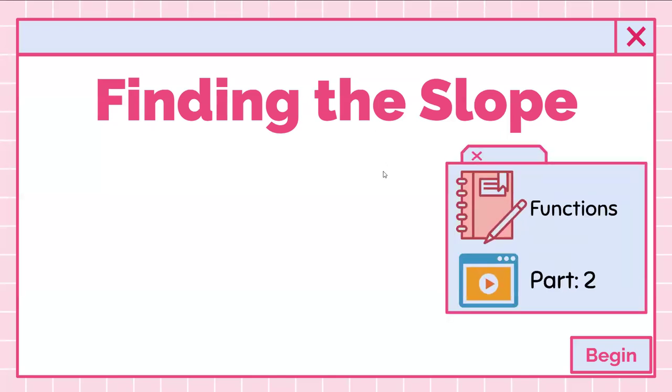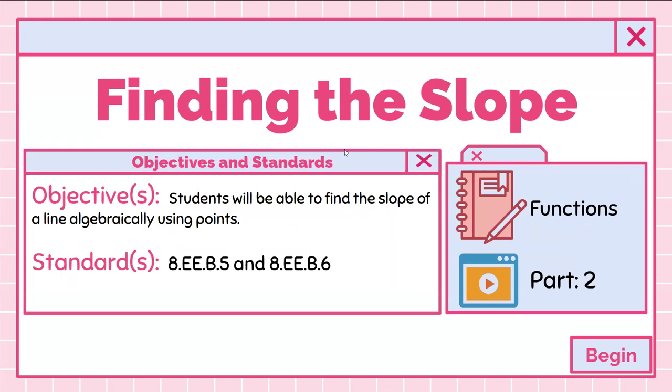This is in functions, and this is the second part, where you will now be able to find the slope of a line algebraically using points. Before we did it visually in a graph, now we're going to do it using just coordinates and algebra.